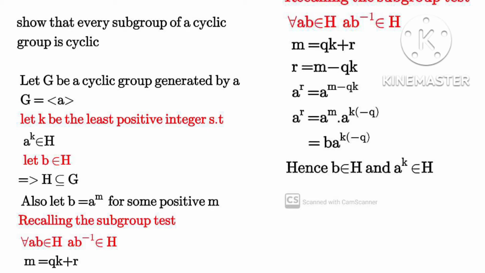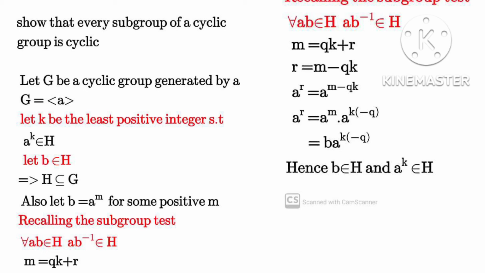This implies that b is a raised to power of m. Now, if we recall the subgroup test, we must prove for an identity and we must prove for an inverse, and m equals qk plus r is representing a division algorithm. What we are after is not q, but what we are after is m and k, because a raised to power k is in H and b equals a raised to power of m. So that's what we are after.